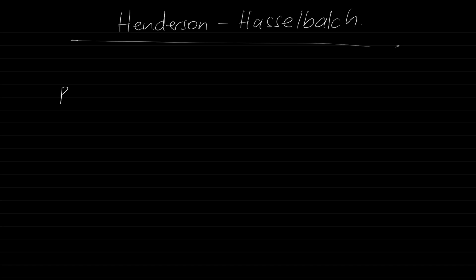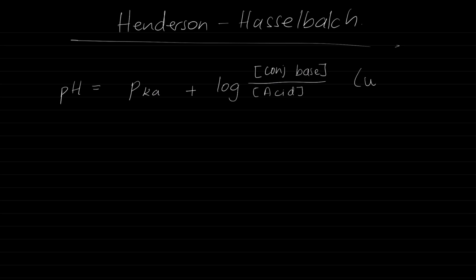The pH is equal to pKa plus log of the concentration of the conjugate base divided by the concentration of the acid, and this is used when we have a weak acid.